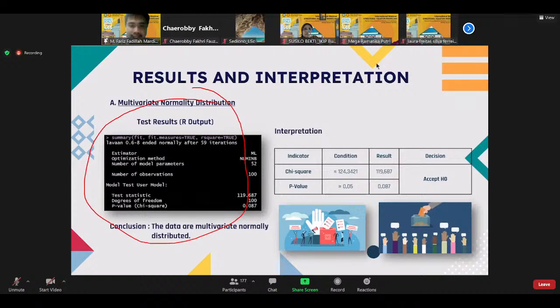Okay, maybe for the third example, Mr. Christopher can demonstrate. Okay, Mr. Fariz. Okay, now for the third example. This is about structural equation modeling. And of course, the script depends on your model. So you can read it. Okay, now I will run the script.